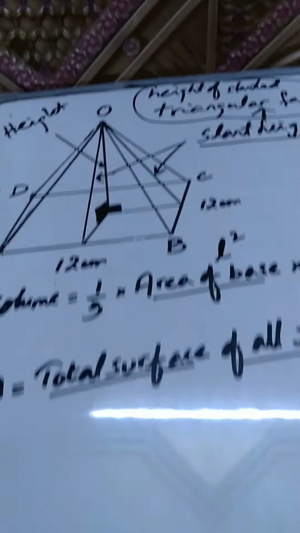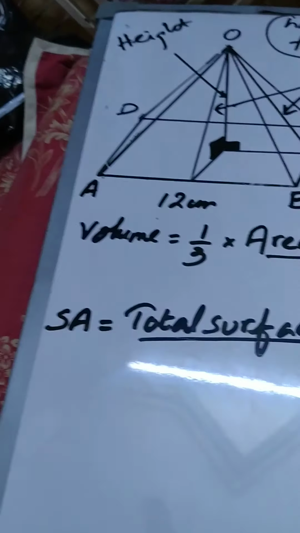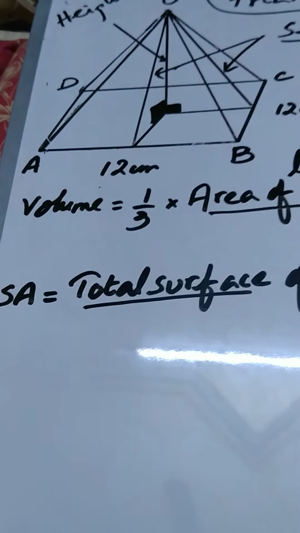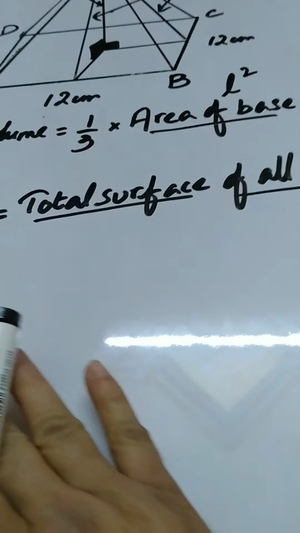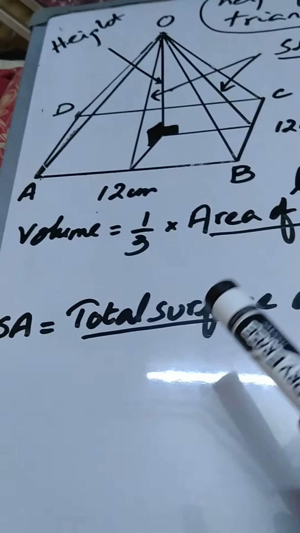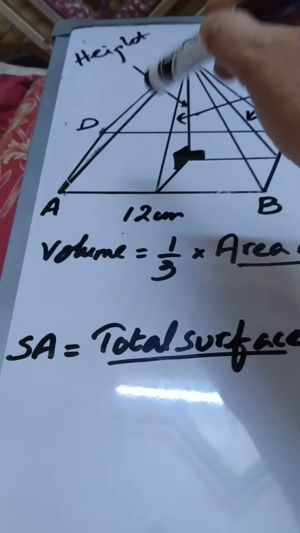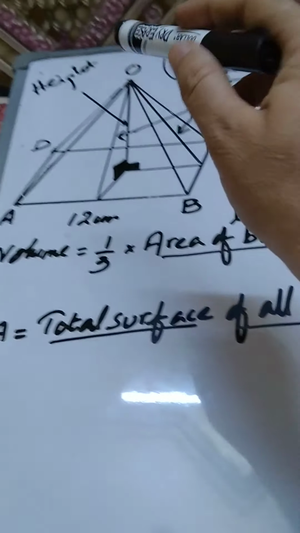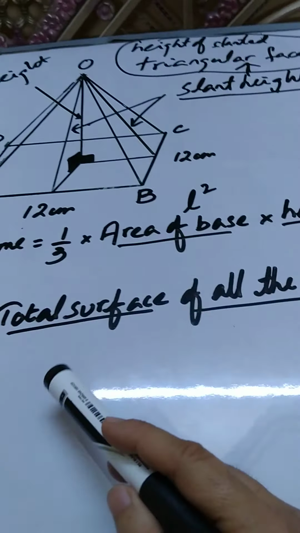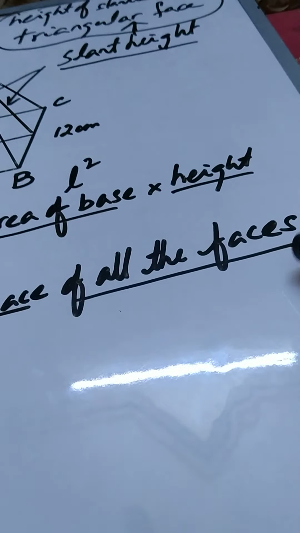Now our second topic is the total surface area of the pyramid. We know that surface means this. So surface area means the amount of surface covered by the pyramid, the total surface covered by all five faces of this pyramid. Total surface area always means the total surface of all the faces of the pyramid.